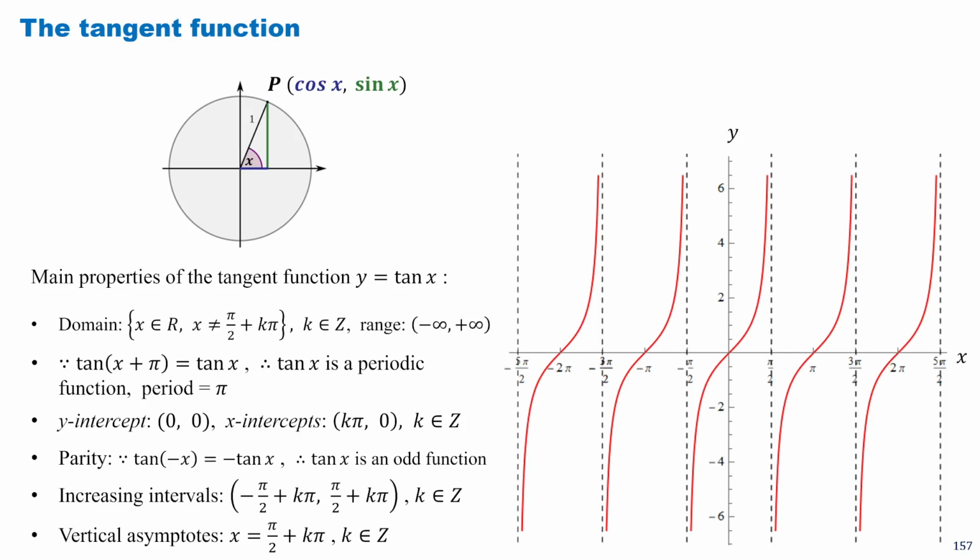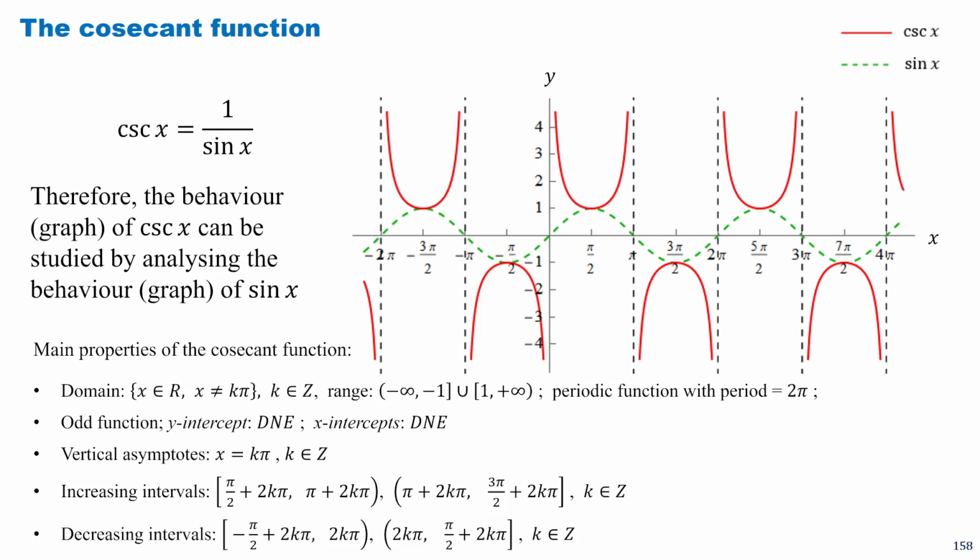Alright, next, the cosecant function. Cosecant function is actually the reciprocal of sine, right? So we could obtain its graph by analyzing the reciprocal of the graph of sine. So note that on the diagram on the right, the dotted green line is sine x, right? So you can use the property of sine x to analyze the graph of cosecant x. Therefore, the behavior or graph of cosecant x can be studied by analyzing the behavior of sine x.